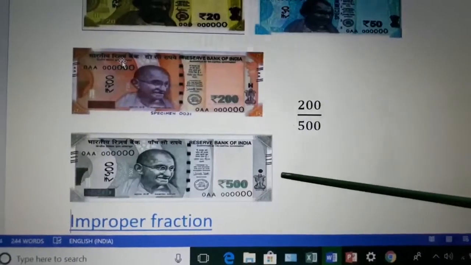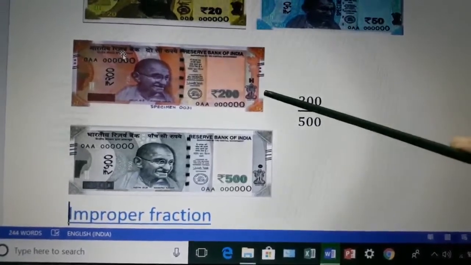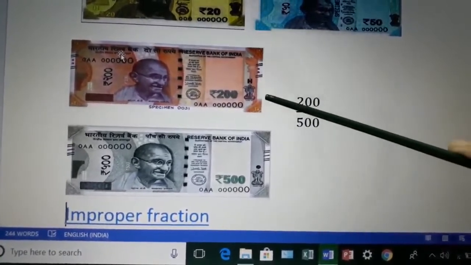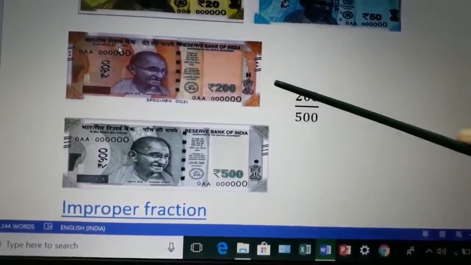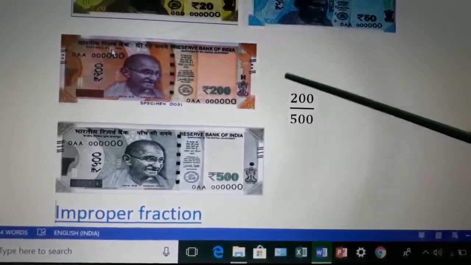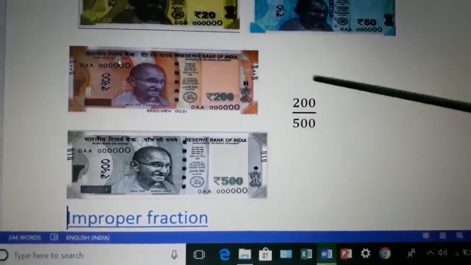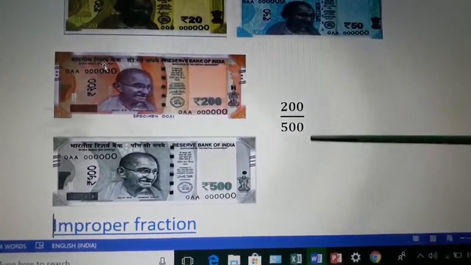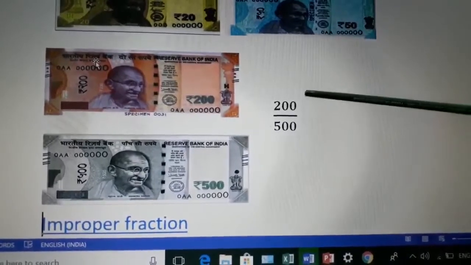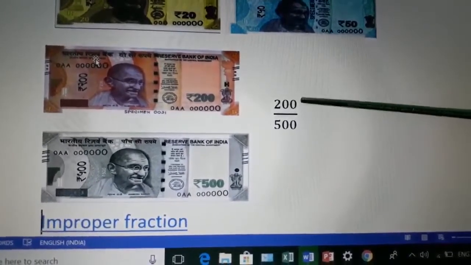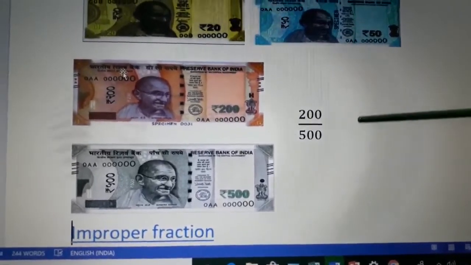Now suppose you have 500 rupees, okay, and you buy a water bottle for rupees 200. You had 500 rupees and you buy a water bottle for rupees 200. So you have done proper purchasing, okay, within your budget. So here the numerator is 200 and denominator is 500. Total you had 500, that is your denominator, and water bottle you have purchased for 200. So numerator is smaller than the denominator. That means it is a proper fraction.